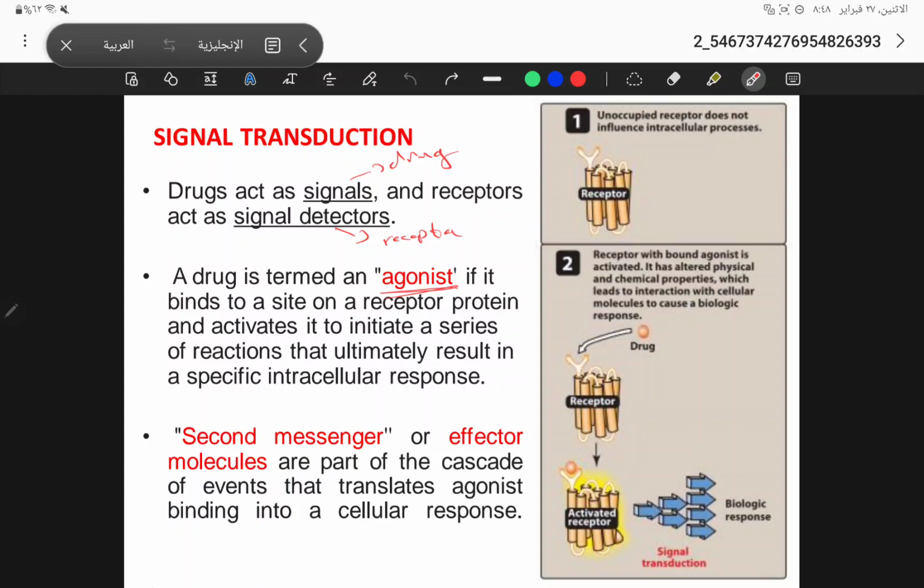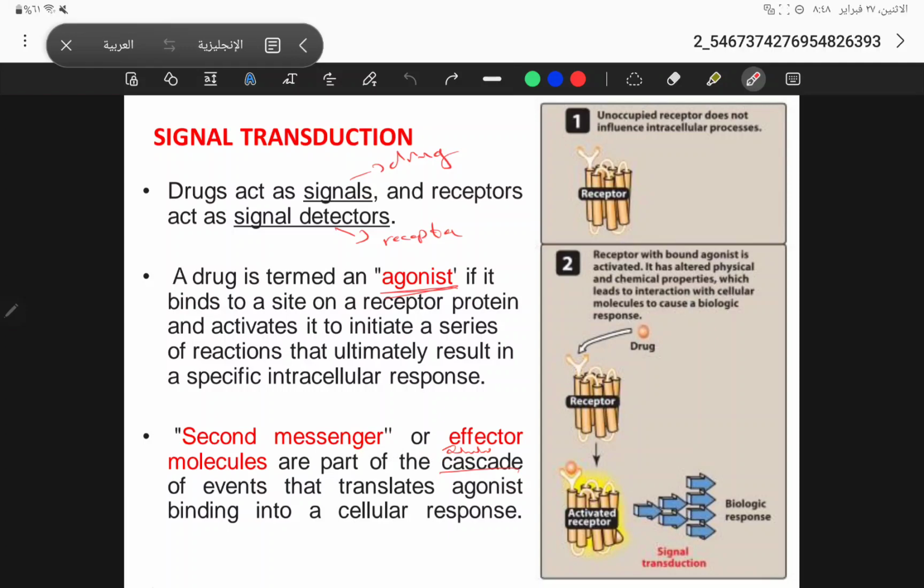This effector molecule is called a second messenger. Okay? So now I have drug receptor interaction, a series of chemical reactions ending with the effector molecule or the second messenger. And these second messengers are part of the cascade of events that translate the agonist signal into a cellular response.